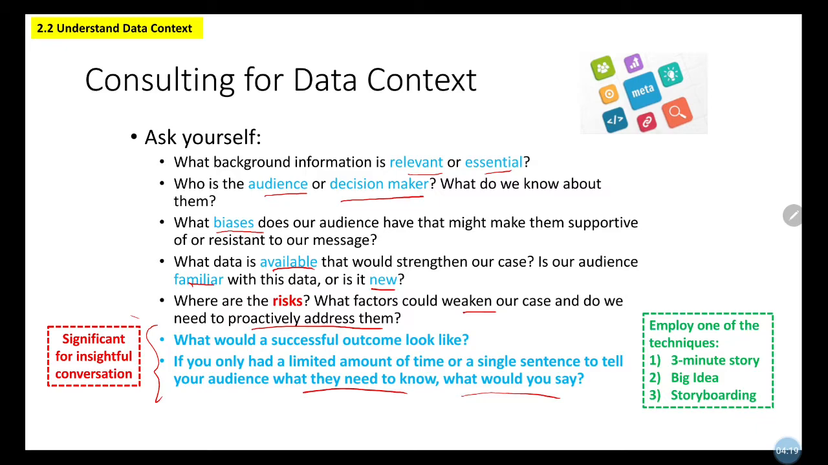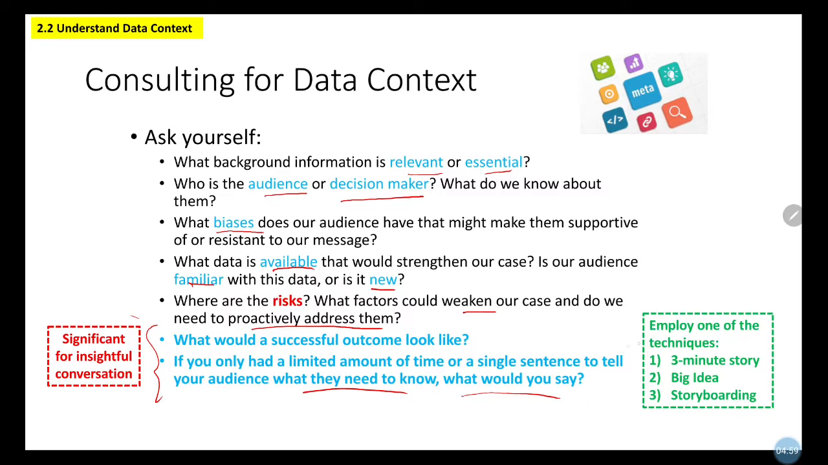ideas, some new dimensions or new findings, something that is quite surprising. We don't know what to expect from the users or from the audience. But these two questions can help you, as the developer of the visuals, the one who is going to produce the visualization, and the people who are going to analyze the data, to have some significant insightful conversation.